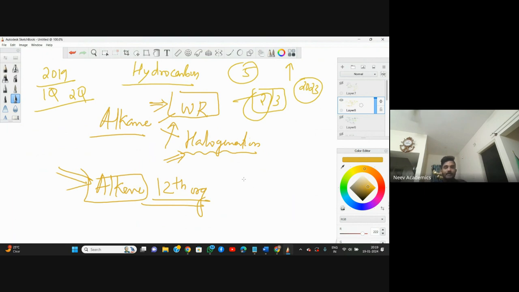And the alkane part, they're asking as well. One important part is the addition of water reaction. We have enough reactions in alkane as well. Addition of water is very important. And here cyclic polymerization is also very important. Cyclic polymerization, which I have just discussed, will come with benzene as well. Cyclic polymerization reaction.